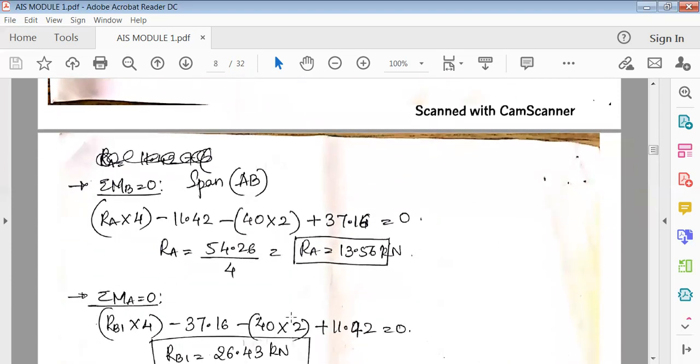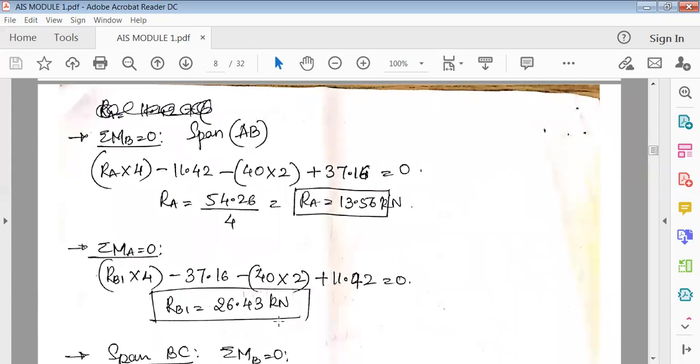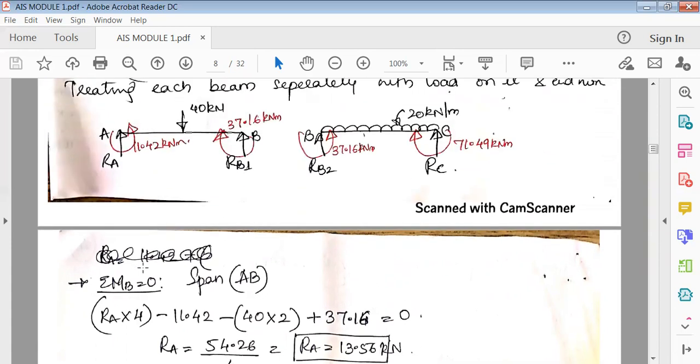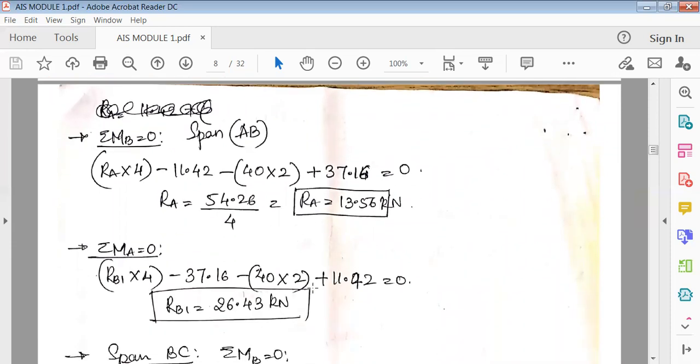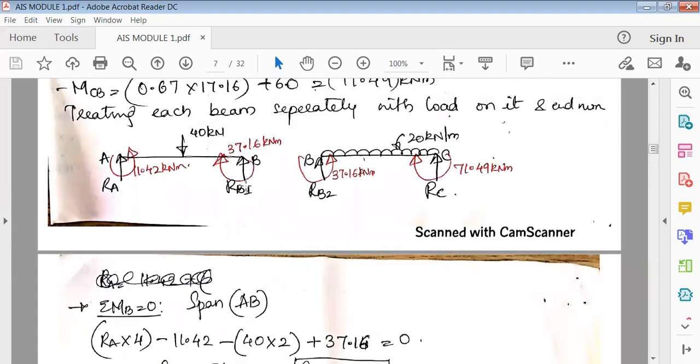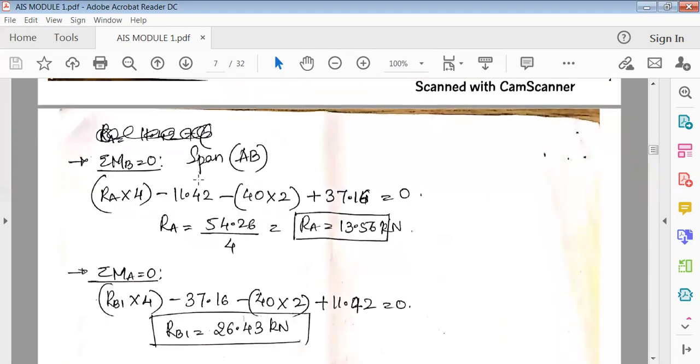Now we've calculated RA. Next we'll calculate RB1. To calculate RB1, take moment about A is equal to 0. As usual, go on finding this. RB1 into perpendicular distance 4. Again, RB1 is going in the anti-clockwise direction.